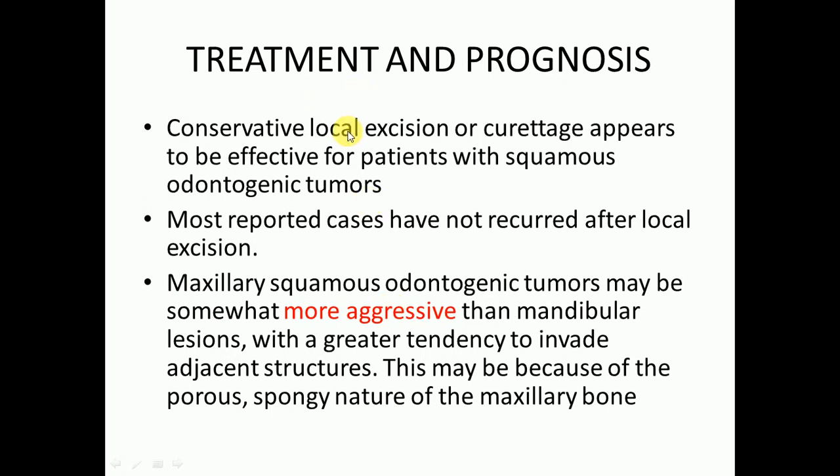Now we'll discuss the treatment and prognosis. Conservative local excision or curettage appears to be effective for patients with squamous odontogenic tumors, and most reported cases have not recurred after local excision. So excision is the treatment of choice, and it means the prognosis is good. Maxillary squamous odontogenic tumors may be somewhat more aggressive than the mandibular lesions, with a greater tendency to invade adjacent structures. That is because of the porous, spongy nature of the maxillary bone.